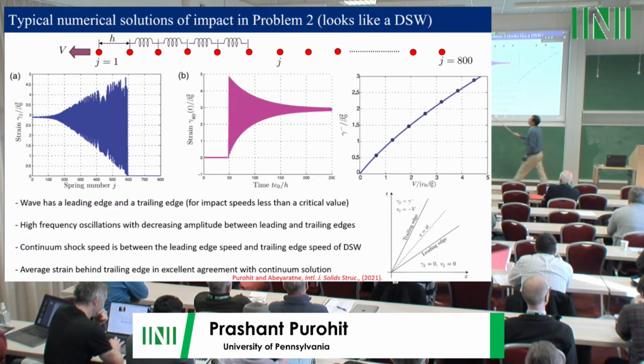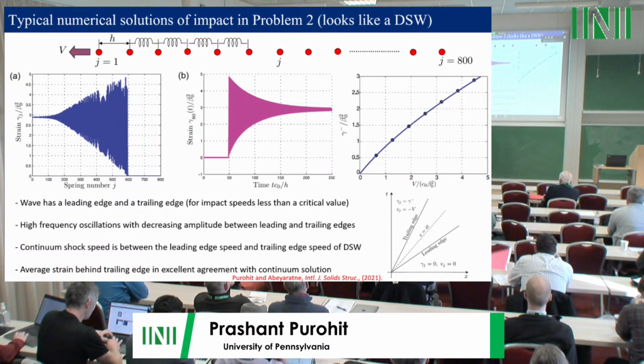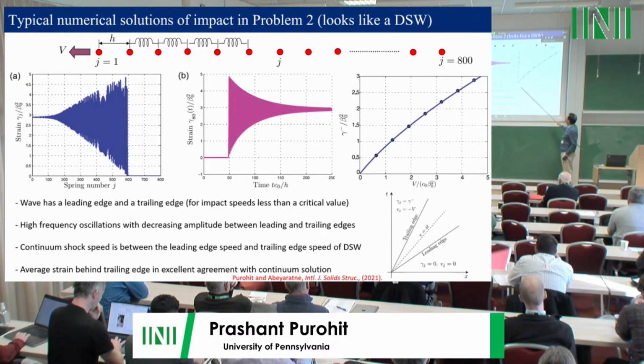Now you can measure in these numerical calculations what the gamma minus here is, right? And that is plotted as these dots, as these circles in this plot, from the numerical calculations, as a function of the impact velocity, which is non-dimensionalized. And the blue line is the answer that we get from problem 1, which was the continuum problem. And you can see that they match extremely well.